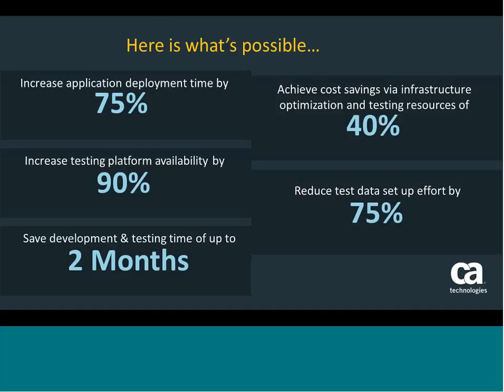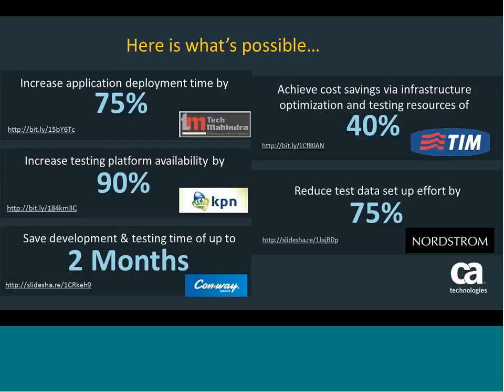Here is what we see some of those customers saying in terms of what is possible. There was one customer that saw a 75% increase in application deployment time, 90% increase in testing platform availability. We've seen one customer that saved 2 months out of their testing time, 40% cost saving through infrastructure optimization, and 75% reduction of test data setup time effort. So these are the customers, these are the stories, and those are all public case studies that have validation points around these. So these are very impressive numbers, some very impressive customers on the work they've been doing with service virtualization.